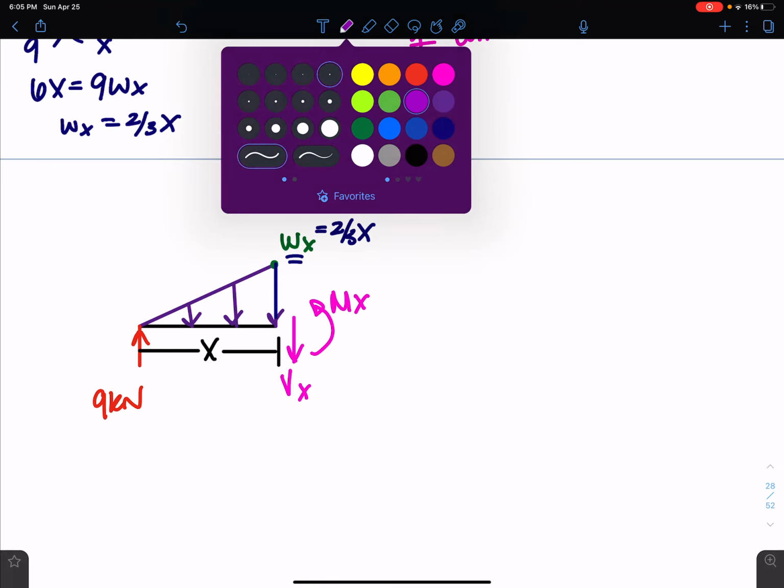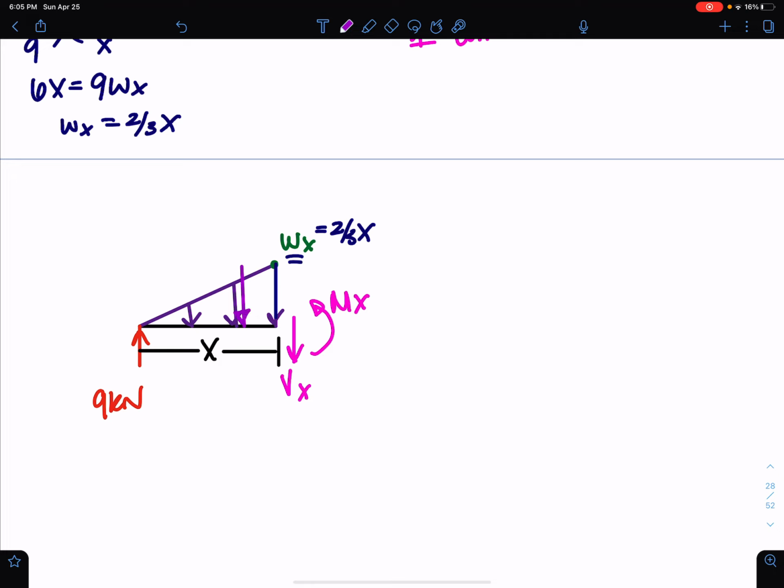Well, now if we want the resultant, which acts somewhere here, right, we would need to say that is 1/2 times the base times 2/3 x, right? So we end up getting, if we multiply all that out, 1/3 x squared, okay?